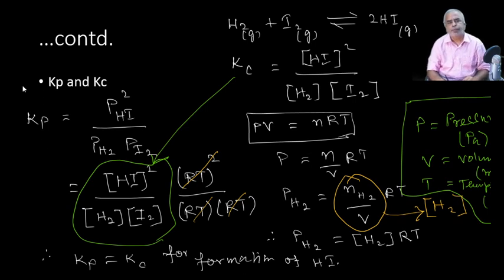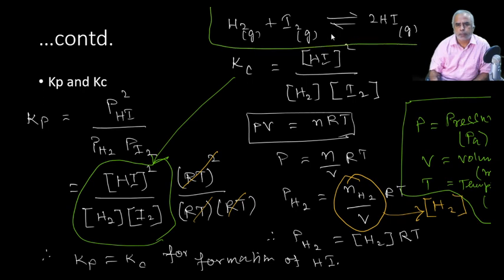Now let us move to the Kp-Kc of formation of hydrogen iodide, that is also a homogeneous equilibrium. Why? Because hydrogen is in the gaseous state, iodine vapor, and then here HI is also in the gaseous state.